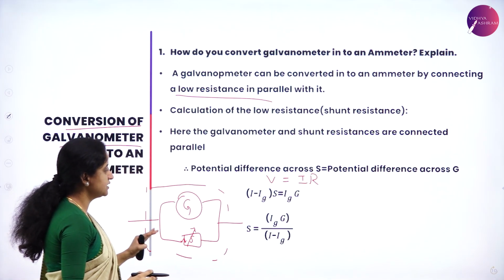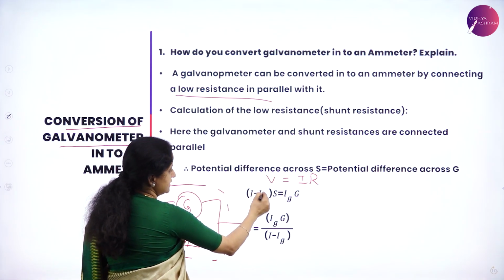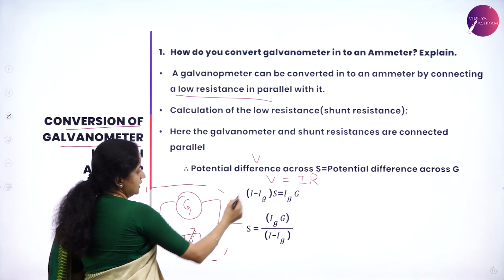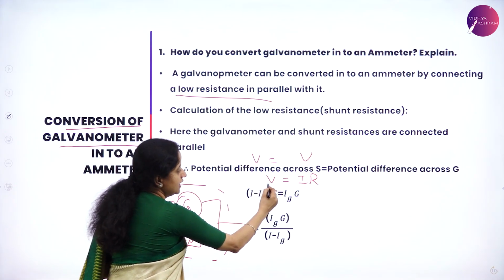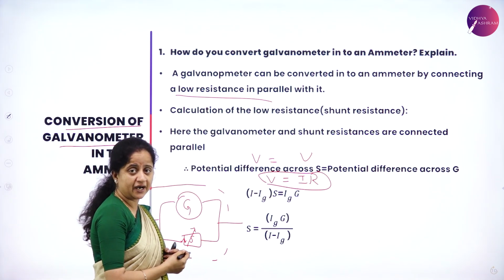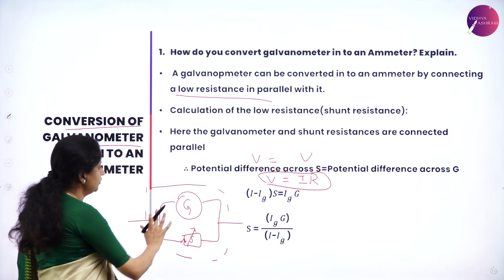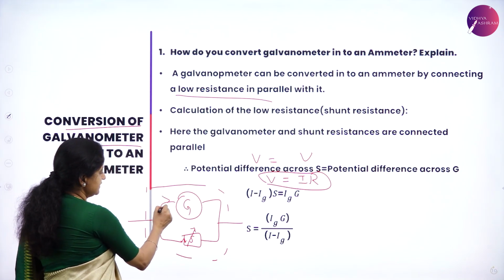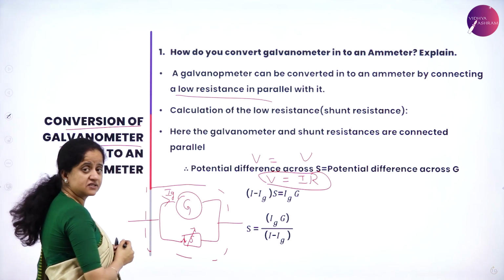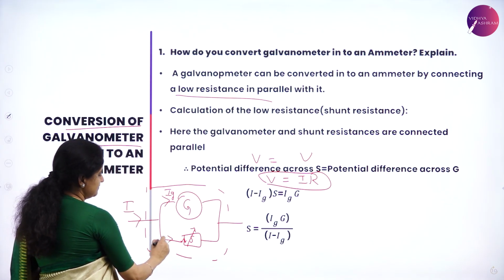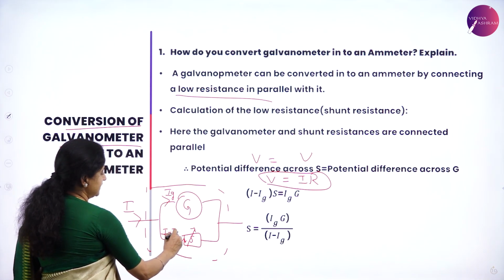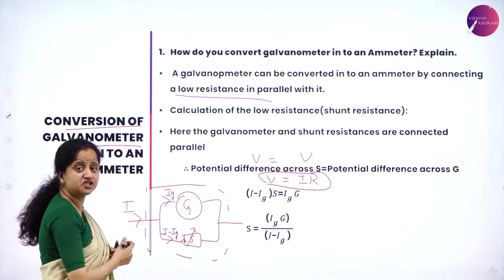So in this expression, the potential difference across S, that is V across the shunt, is equal to the potential difference across the galvanometer. But what is V? According to Ohm's law, it is I into R, where R is nothing but the resistance. But how to find the current across the shunt resistance? Here Ig is the current across the galvanometer. This is the total current flowing in the circuit. So obviously the current passing through the shunt resistance is I minus Ig.